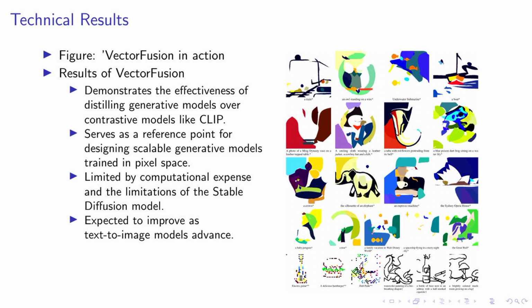But there's a silver lining. As text-to-image models continue to advance, we anticipate that vector fusion will also improve, evolving alongside these advancements. Now, if you look at the figure on the right, you can see vector fusion in action, demonstrating its capabilities in generating high-quality vector graphics.